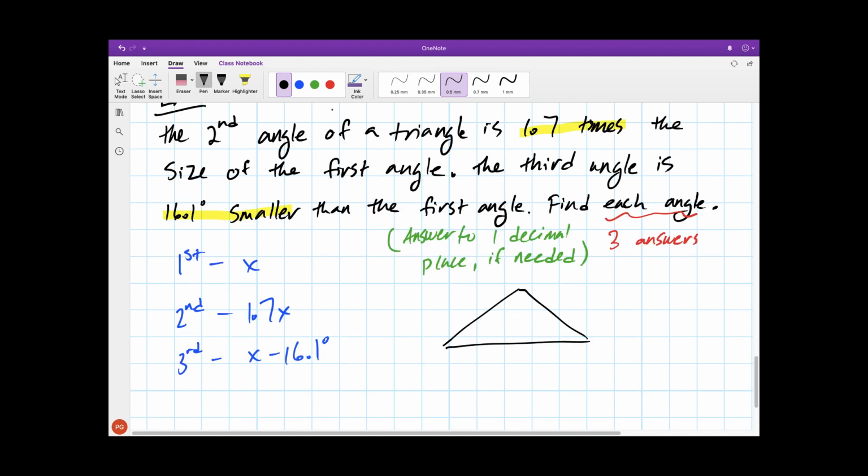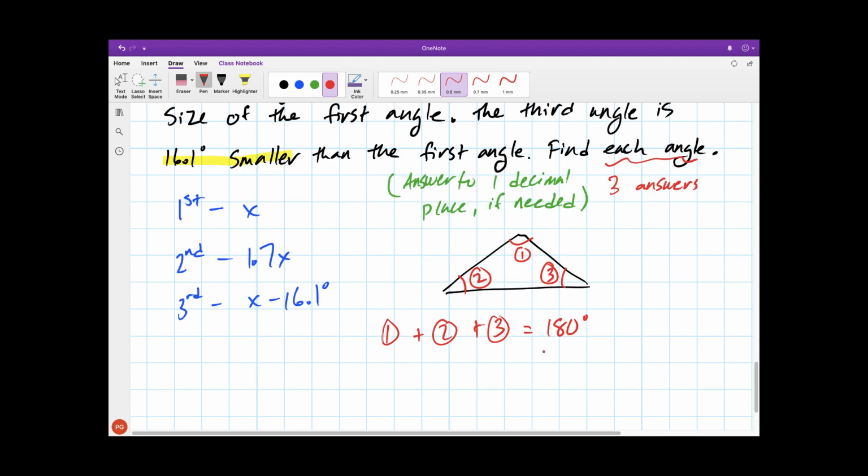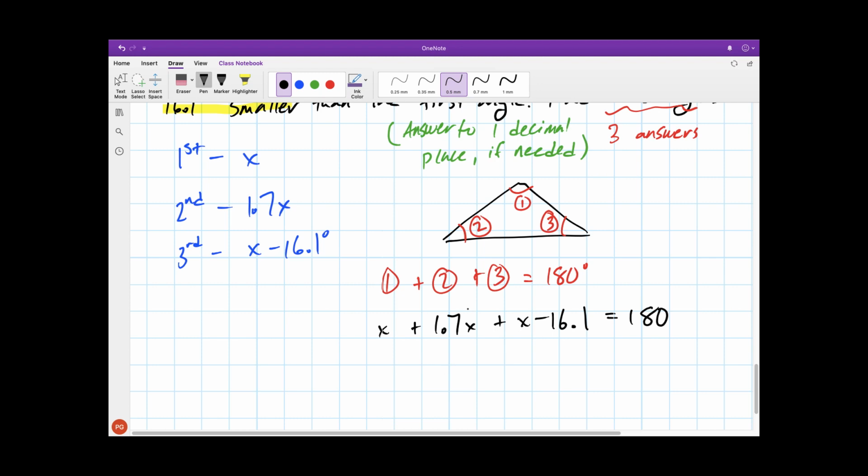So if this is our triangle here, and we have angle number 1, angle number 2, and angle number 3, the key piece of information you need to remember is that for a triangle, all of these angles added together equals 180 degrees. So let's use that, along with the information we have on the side here, to set up an equation. So this would be our equation, inserting our values for the first, second, and third angle.